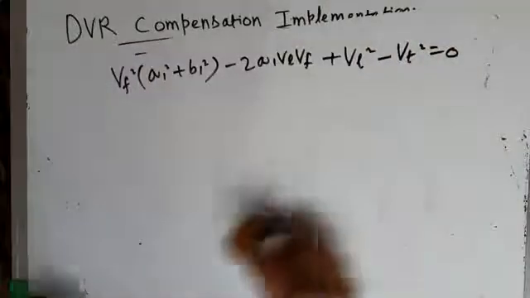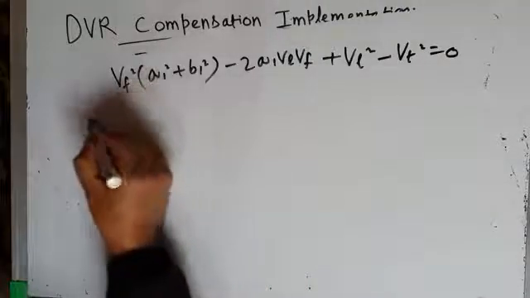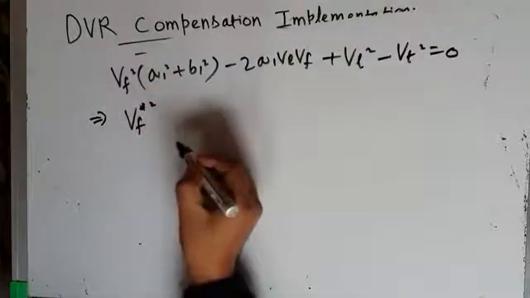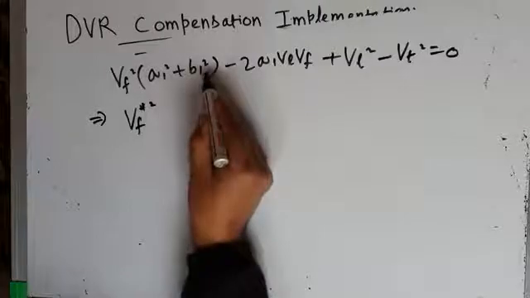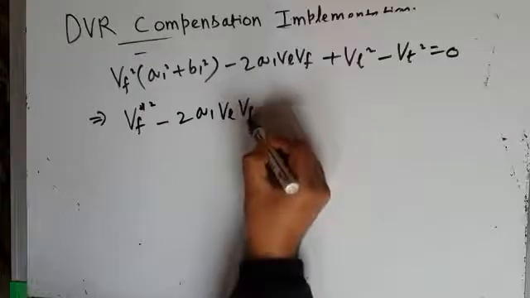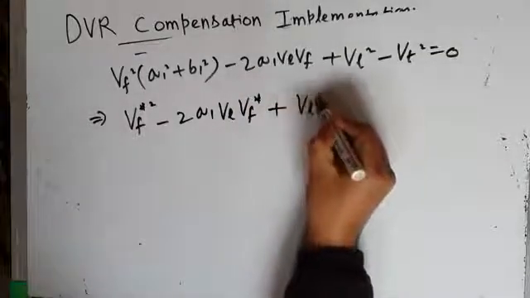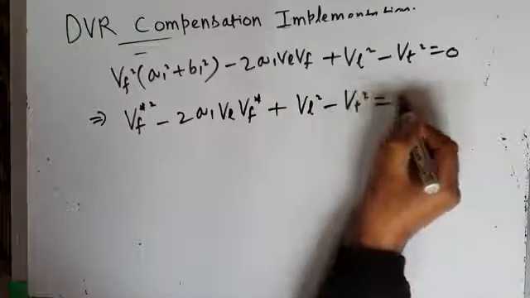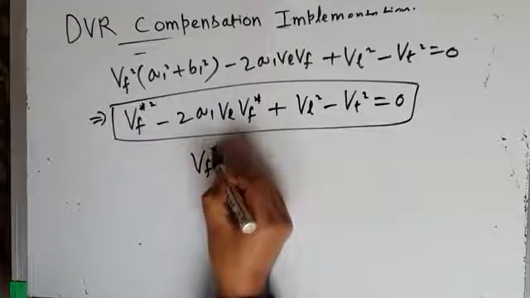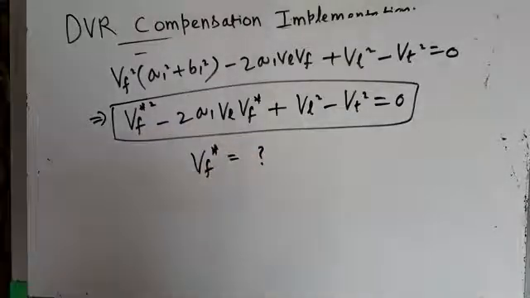And by the way, what is A1 square plus B1 square? We have seen in the previous class that it is equal to 1. So we will get, with VF star as the reference voltage, VF star square times (A1 square plus B1 square, which is 1) minus 2 A1 VL into VF star plus VL square minus VT square is equal to 0. This is the equation, and from here you can find the reference compensation voltage. It's a quadratic equation, so it will give two values of VF star.